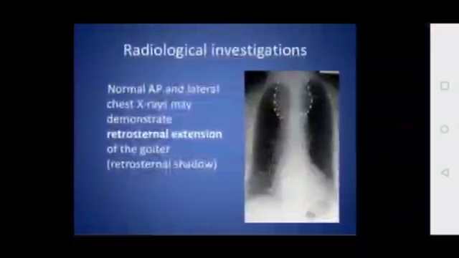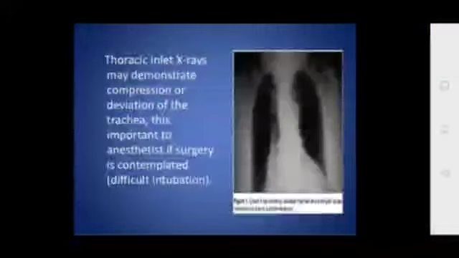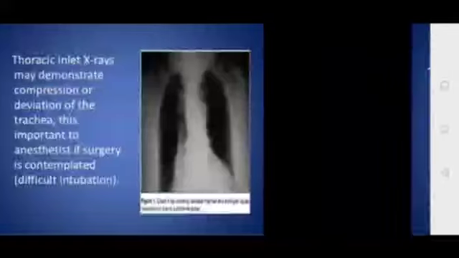Radiological investigations. As we already discussed in the last class, X-rays help in differentiating retrosternal goiters. Okay, and this is the normal anteroposterior and lateral chest X-ray demonstrating retrosternal extension of the goiter. It also shows thoracic inlet X-rays demonstrating compression and deviation of the trachea. This can be very useful for the anesthetist, if surgery is contemplated, to anticipate difficult intubation.